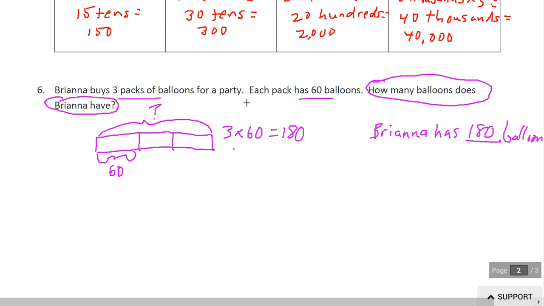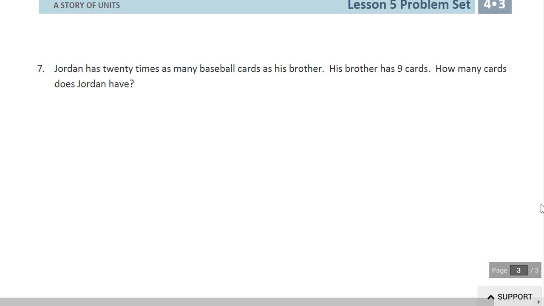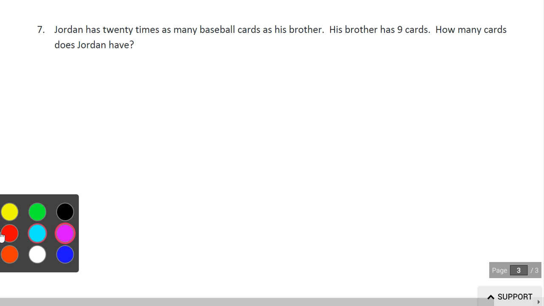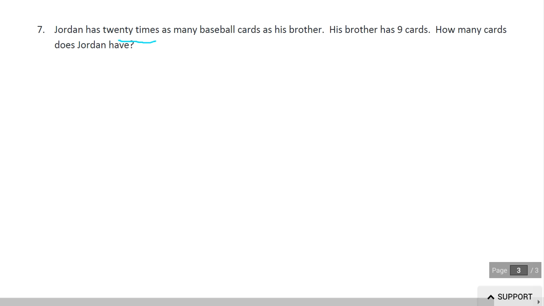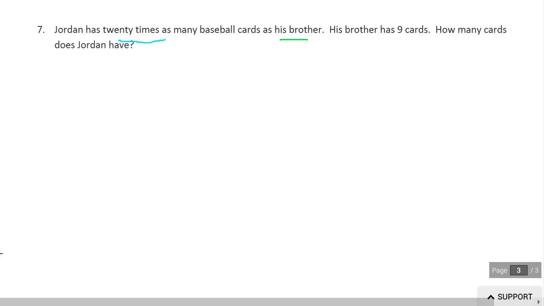All right, let's go on to the next one, and it's on another page. Jordan has 20 times as many baseball cards as his brother. His brother has 9 cards. How many cards does Jordan have? Well, let's see, we can draw this out.